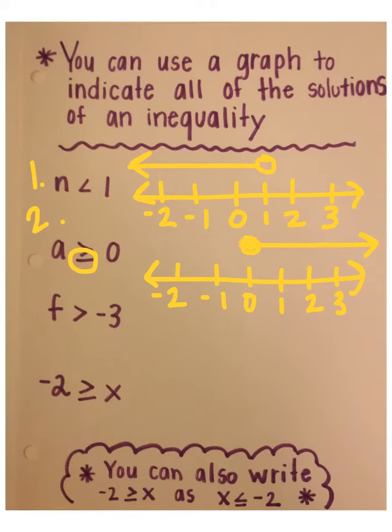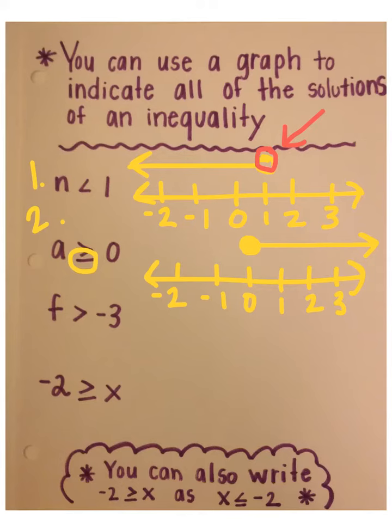Okay. Because let's think about this. If a is greater than or equal to 0, that means that 0 is also a solution to the inequality, and that's why we shade in this circle. But if we look up here at the first example, notice how my circle is not shaded, okay? It's left open. That's because n is less than 1. That means n cannot be 1, okay?